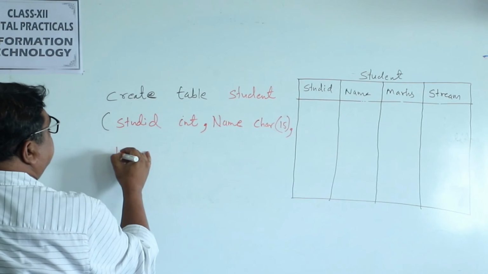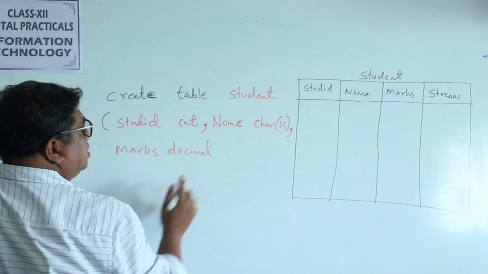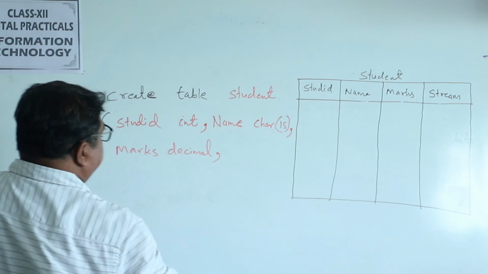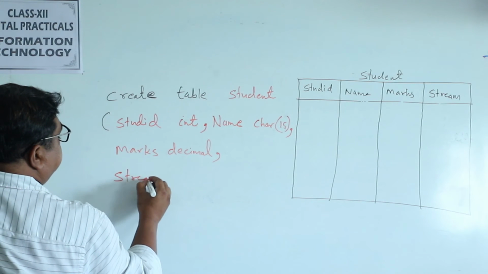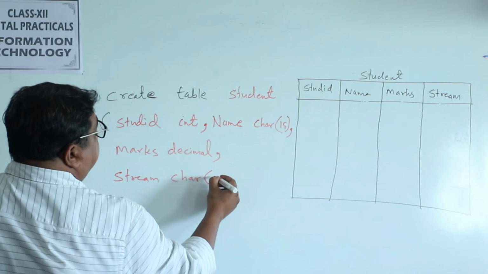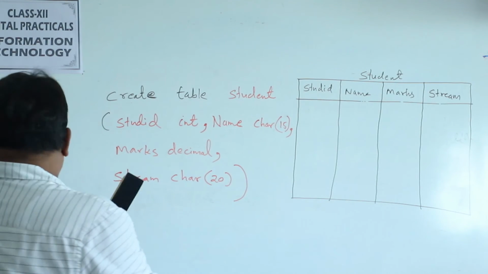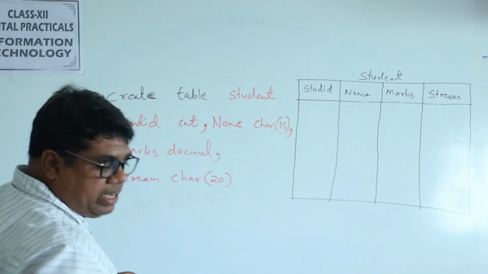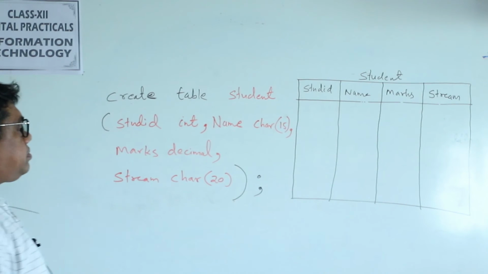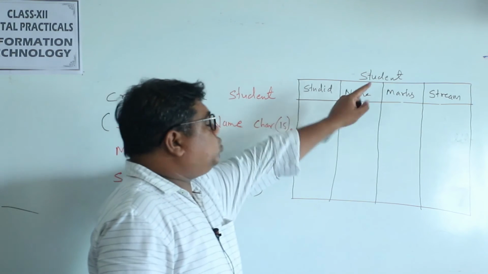Then I will have the third column. What is the third column? That is marks, and we are having a data type as decimal. Comma. Then I will have, see there is no space, so I am coming down. So it is stream. I can write character, suppose I will take it as 20, and I have told you it must end with a semicolon. So here I will write this and I will give a semicolon. Okay, so this is how to create this table, and the table name is student.